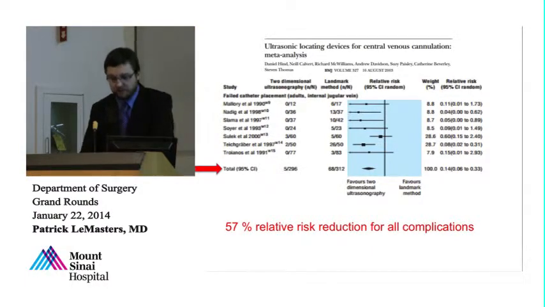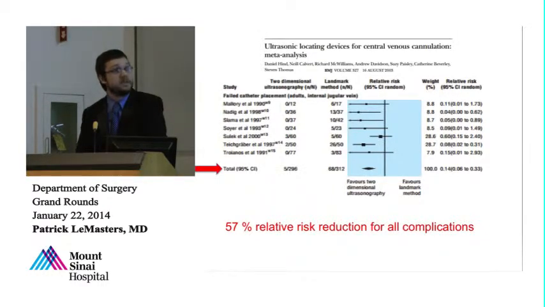So the evidence definitely supports the use of real-time ultrasound for central venous access. In a meta-analysis from 2003, there were 68 failures in 312 patients when just using the landmark method. When using ultrasound, there were 5 failures in 296 patients. This led to a 0.14 relative risk for using ultrasound, which correlates to a relative risk reduction of 86%. Furthermore, in this study, it showed a 57% relative risk reduction for all complications with the use of ultrasound.